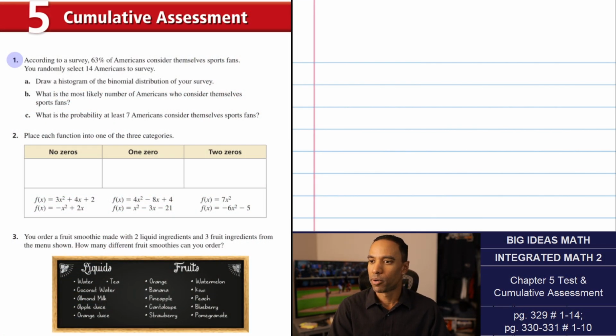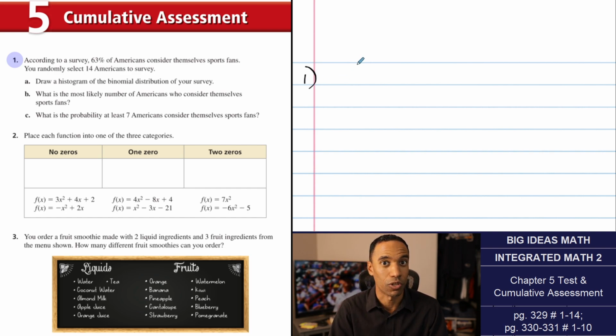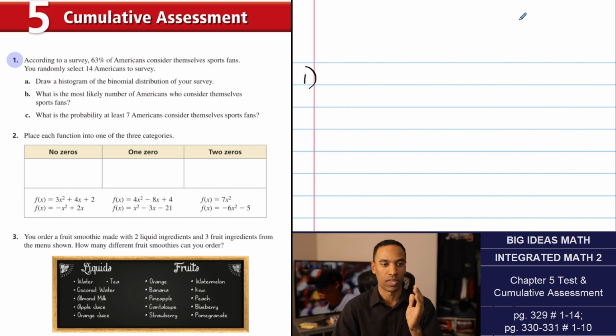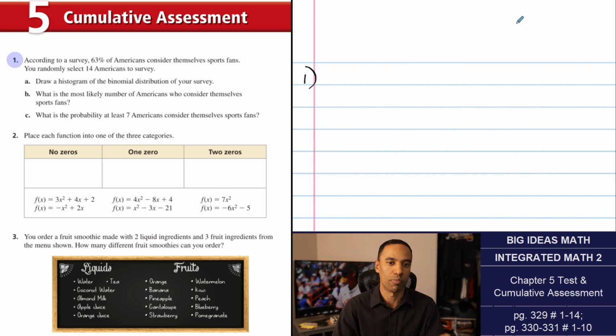So, number 1, according to a survey, 63% of Americans consider themselves sports fans. That is low. Come on. You randomly select 14 Americans to survey. Draw a histogram. Oh, that's a big histogram. Okay, I'm going to have to do some pauses with this. But draw a histogram of the binomial distribution of your survey.